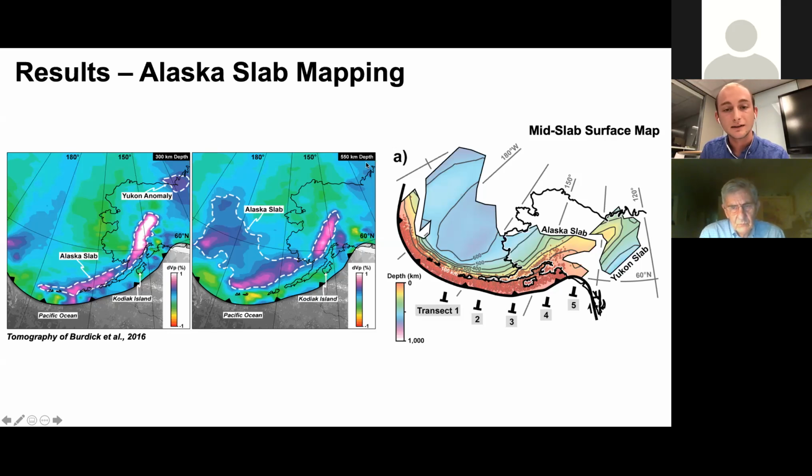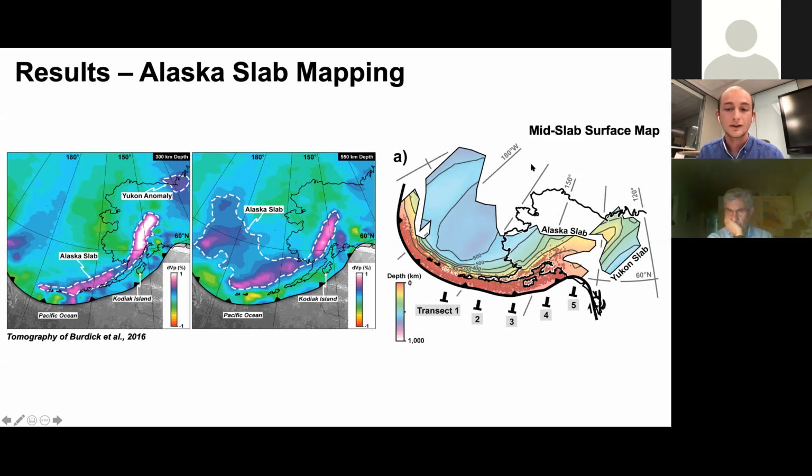And then at deeper depths, around 150 kilometers, the Alaska slab actually appears to shallow out and rest more or less horizontally on top of the lowermost, or the uppermost lower mantle. Incorporating many of these mantle tomography models together, we come up with an overall mid-slab surface for the Alaska slab that looks like this.